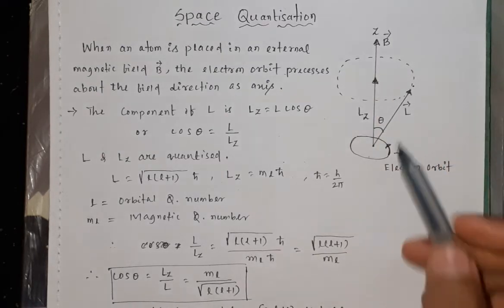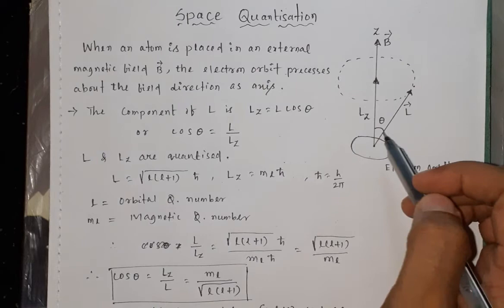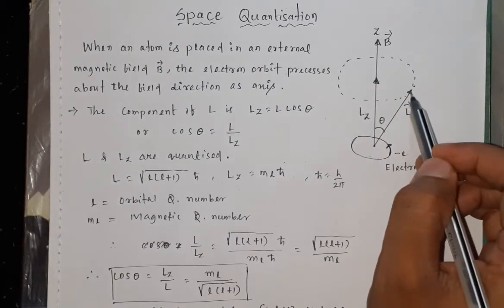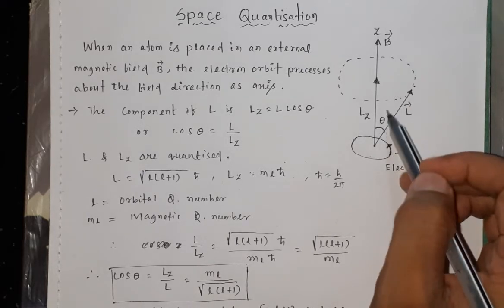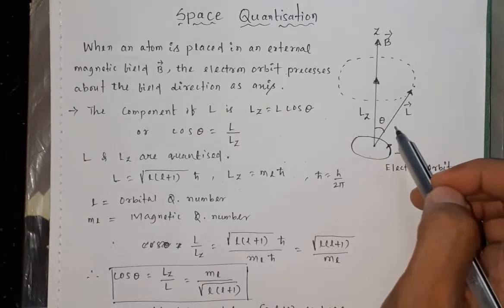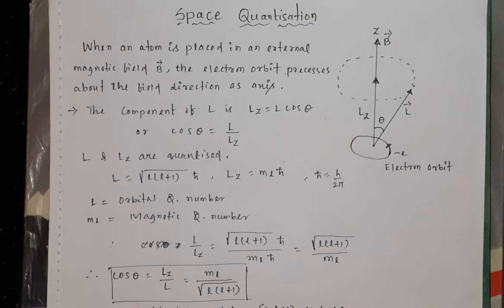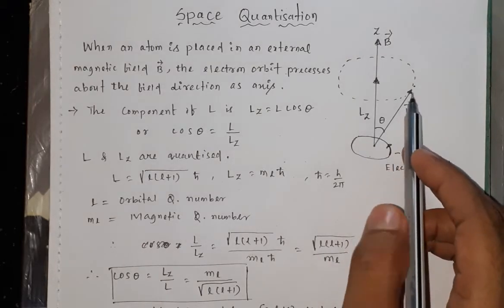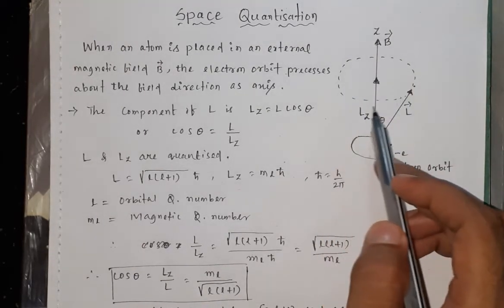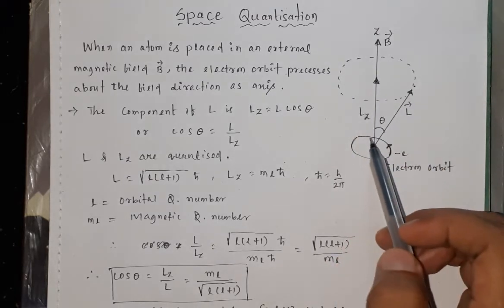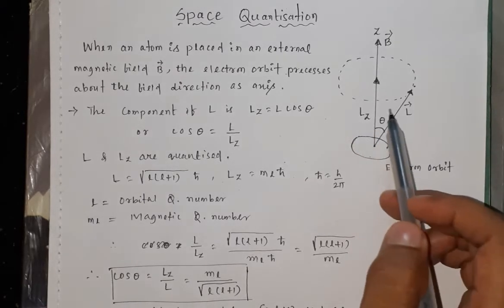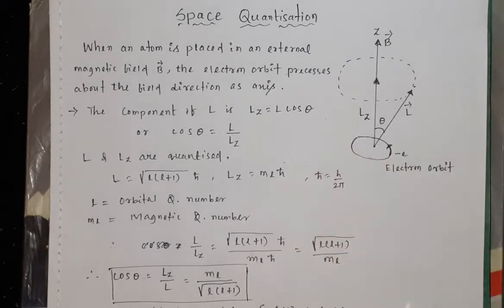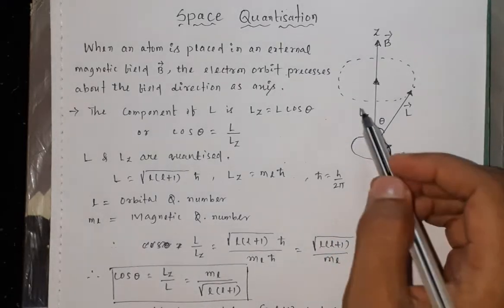Here the electronic orbit precesses around the magnetic field with the field direction as an axis. Clear? So here you can see that this is the magnetic field direction B, and this is the orbital angular momentum vector L, and theta is the angle between L and B. The vector L traces a cone around B, such that theta, the angle between L and B, remains constant for every single precession, or every single rotation, due to the conical shape.